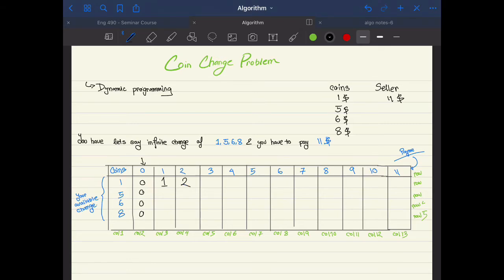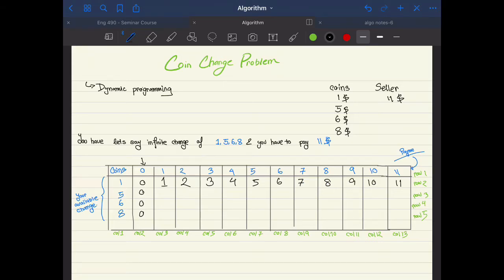For 3, the seller wants $3 from you, so you go 1 step to the left and add 1. So 2 plus 1, that would be 3. And similarly for all the boxes on this row, it would be adding 1 to the left value. So let's do that.